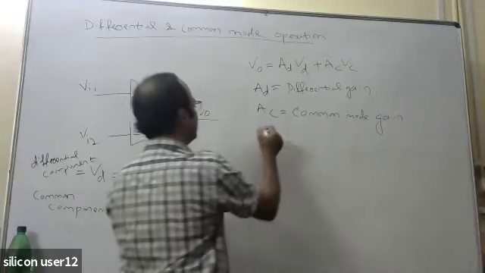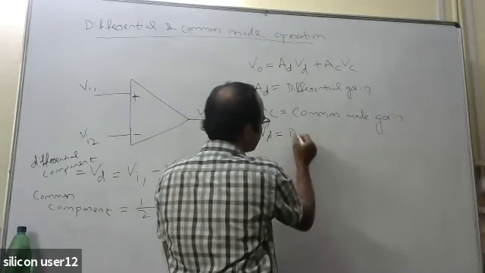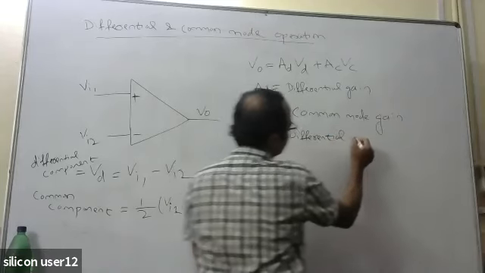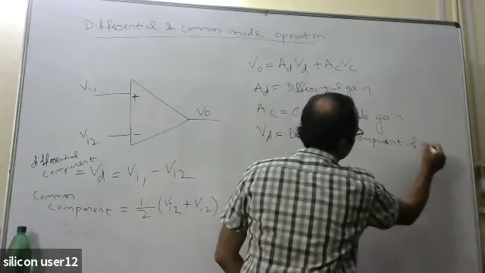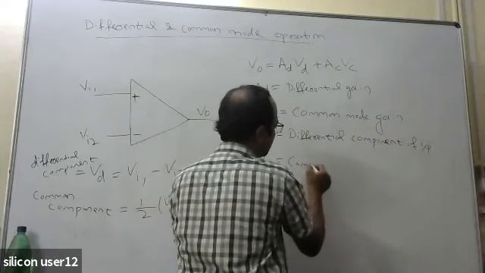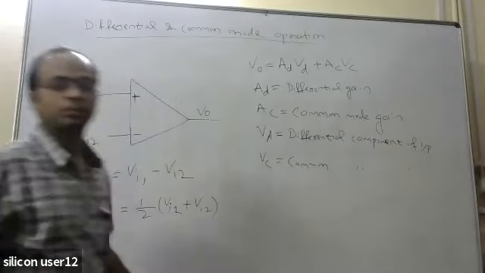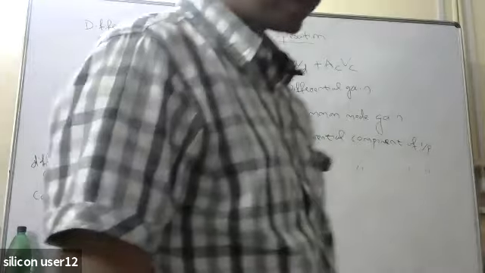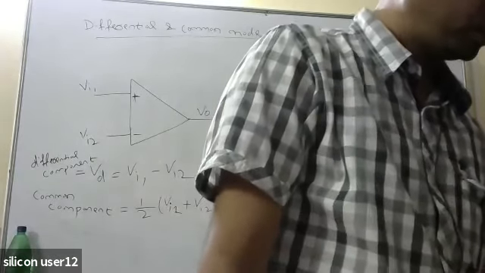And your Vd is the differential component of the input and Vc is the common component of the input. So V0 equals AdVd plus AcVc. Now how can we calculate this AD or how can we calculate this AC? That thing we'll see.